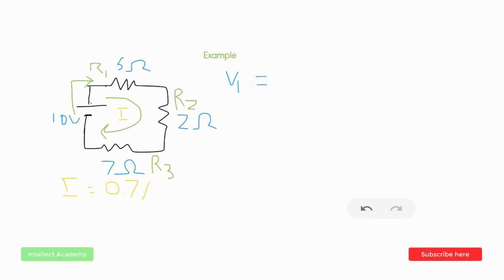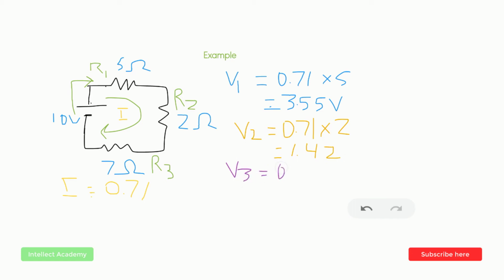Now we can find the values for the resistor voltages. So using Ohm's law, I'm writing V1 is equal to 0.71, which is the value of I, multiplied by R1, which is 5 ohms, and this would be equal to 3.55 volts. Similarly, V2 would be 0.71 multiplied by 2 ohms. That would be 1.42 volts. And then V3 would be 0.71 multiplied by 7 ohms, and that would be 4.97 volts.